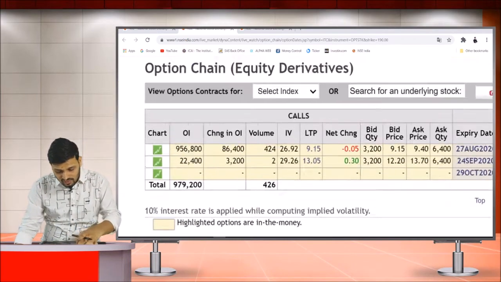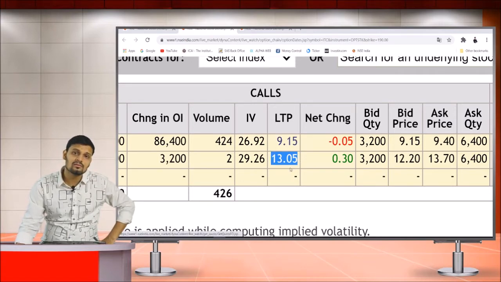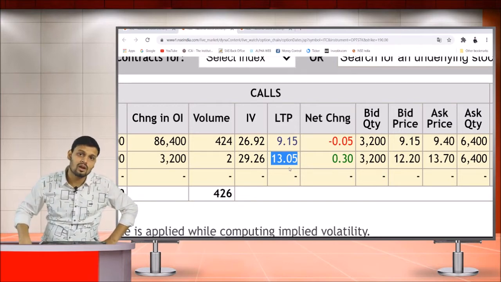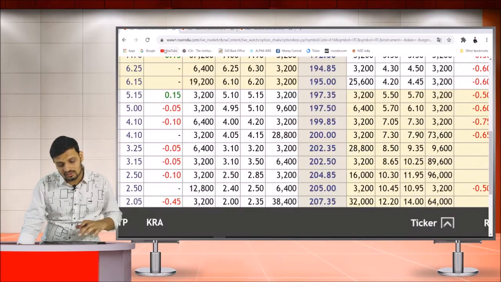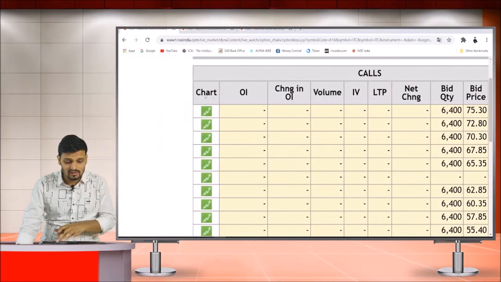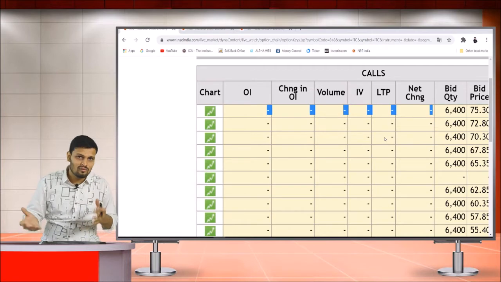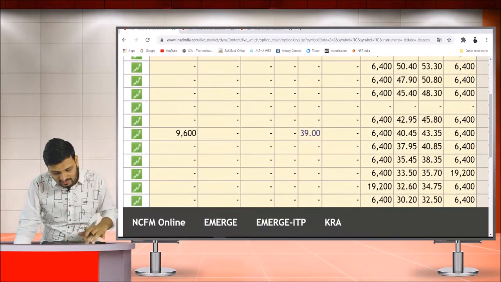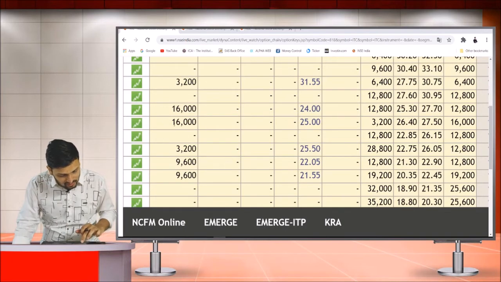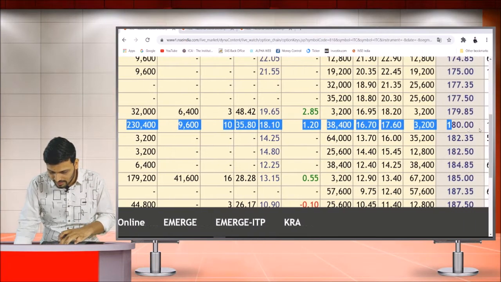So in that case, if you can see here, your last traded price is not 4.10, it is 9.15 and 13.05. So that means, if you are a call option buyer, your strike price ranges from 120. You can even be buying at 120, but you can imagine there is no person who wants to sell at 120. That is why all these are nil. So sellers come only from this particular price. Even here there are not many sellers. Here I can see a lot of sellers. So this price is of 180.